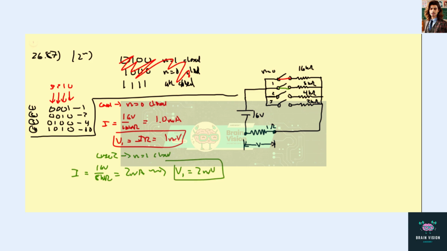Move on and do case 3. So this is n equals 2 closed, or this case, where you calculate everything analogously. 16 volts over 4 kilo ohms now gives us a 4 milliamp current, or a 4 millivolt voltage.